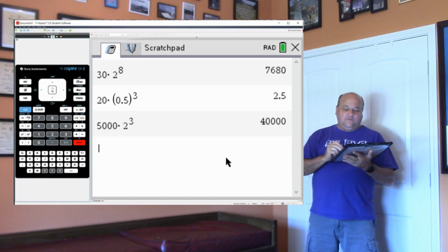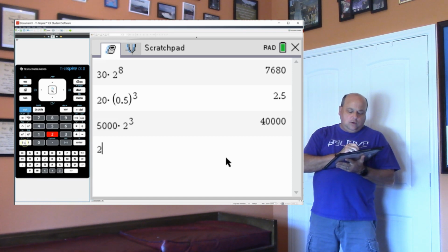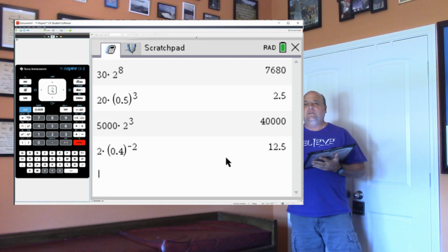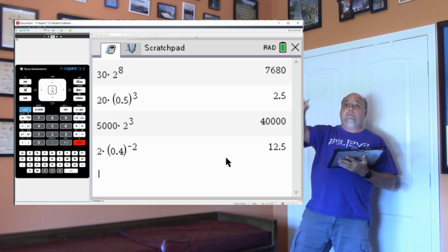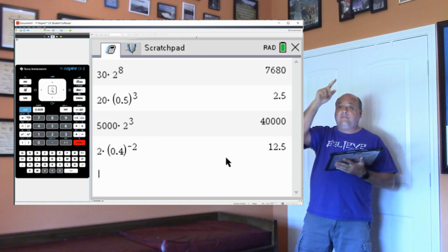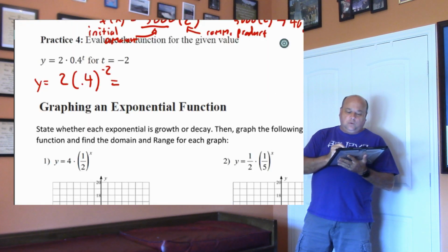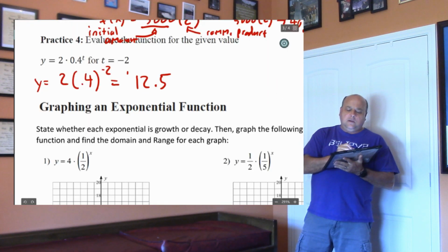So 2 times 0.4 to the negative 2: 2, parentheses, 0.4, close parentheses, caret negative 2. Okay, hit enter, and I get 12.5. So my number's getting bigger because I'm going to the left instead of to the right. So this will be 12.5.